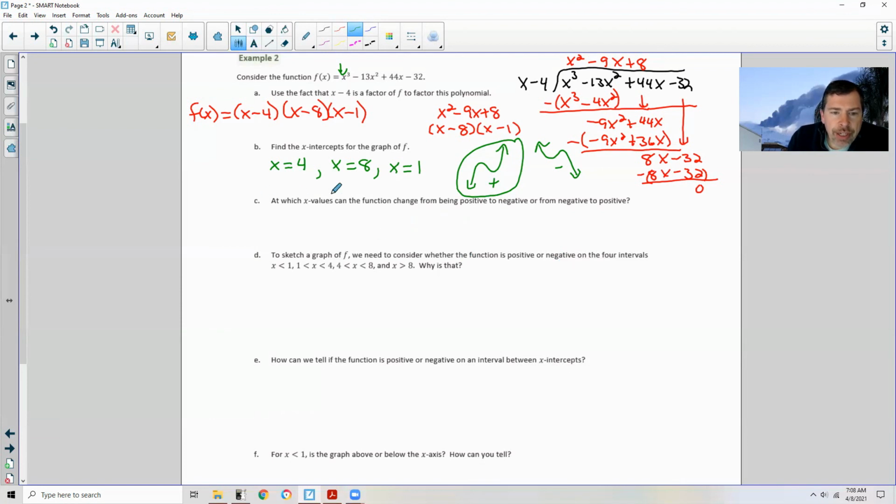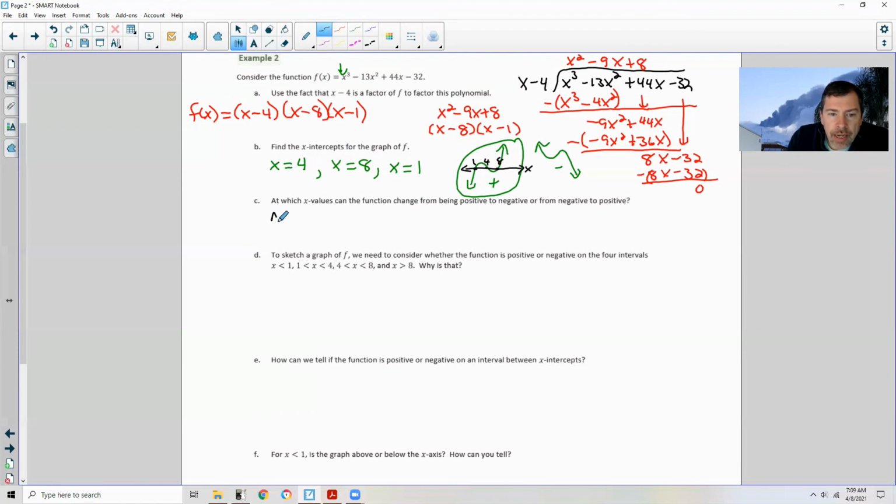So C asks at which x values... if we think of it this way, and I draw a line through here, there's my x-intercept. And here are the three points where it crosses the x-axis, okay? That's where the function goes from negative to positive or positive to negative. So where does that happen? Well, it happens at x equals 1, which is here, at x equals 4, which is here, and at x equals 8, which is here.